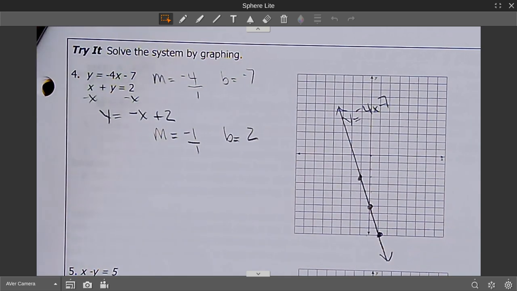So you try graphing this line. Do it kind of lightly in case you make a mistake. But try graphing it.